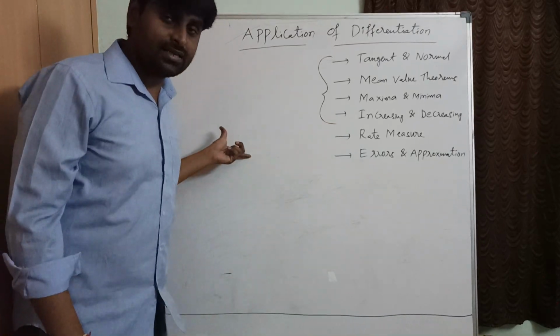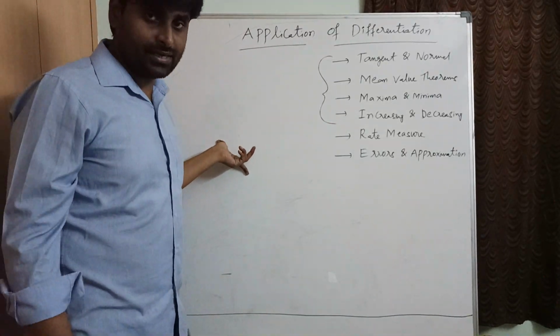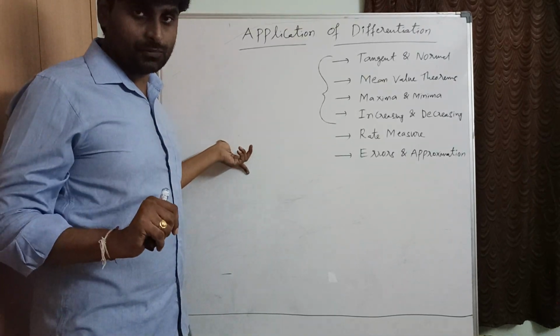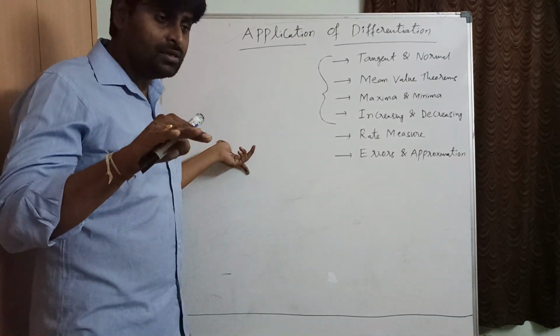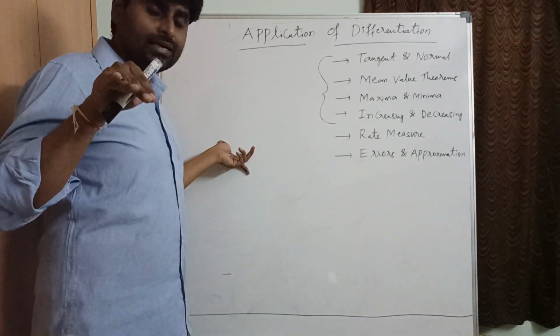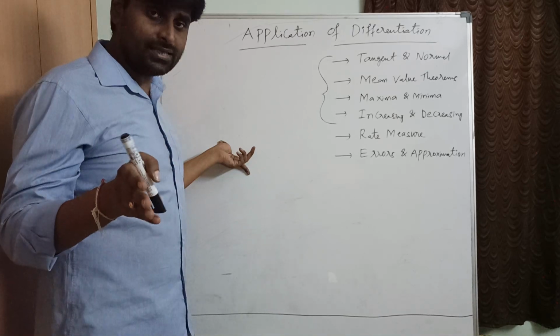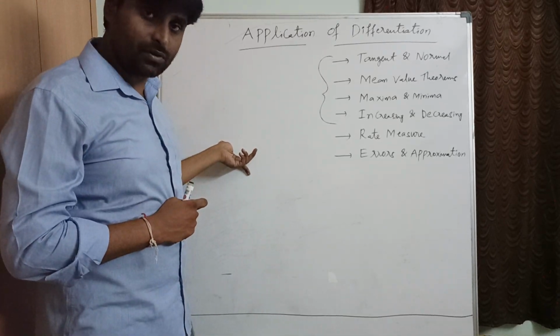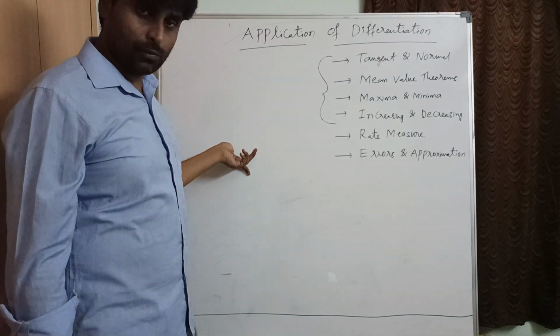Whenever the function is neither increasing nor decreasing, in that case f dash of x will be 0, the derivative of that curve will be 0, so that will be a flat, horizontal curve. So it is the case neither increasing nor decreasing where the first derivative is 0, f dash of x equals 0. That also we know, right?